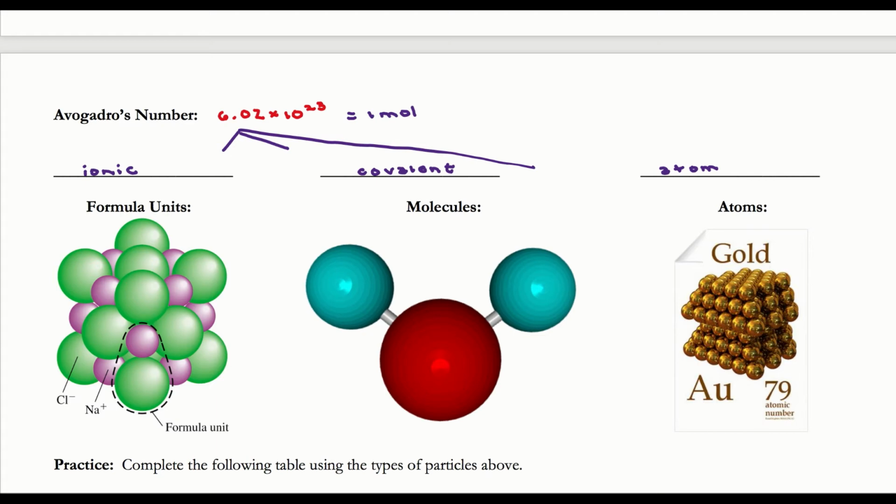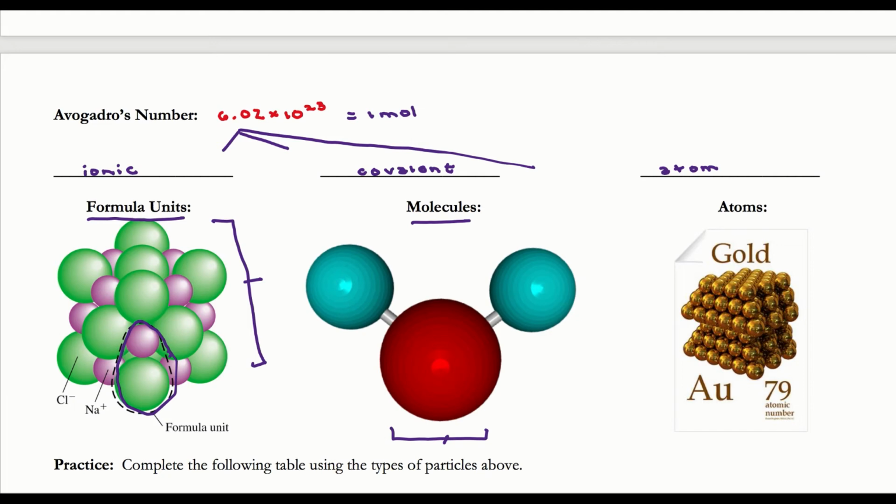The reason why we use the word formula unit for an ionic compound and molecule for a covalent compound: when you have an ionic compound, you don't just have one individual molecule like you do, for example, for water. They're not floating around. Instead, ionic compounds exist in crystalline structures like what you can see right here. And so when we're talking about a single formula unit, we're talking about one of these, so NaCl, one of those is a formula unit within the entire crystalline structure.